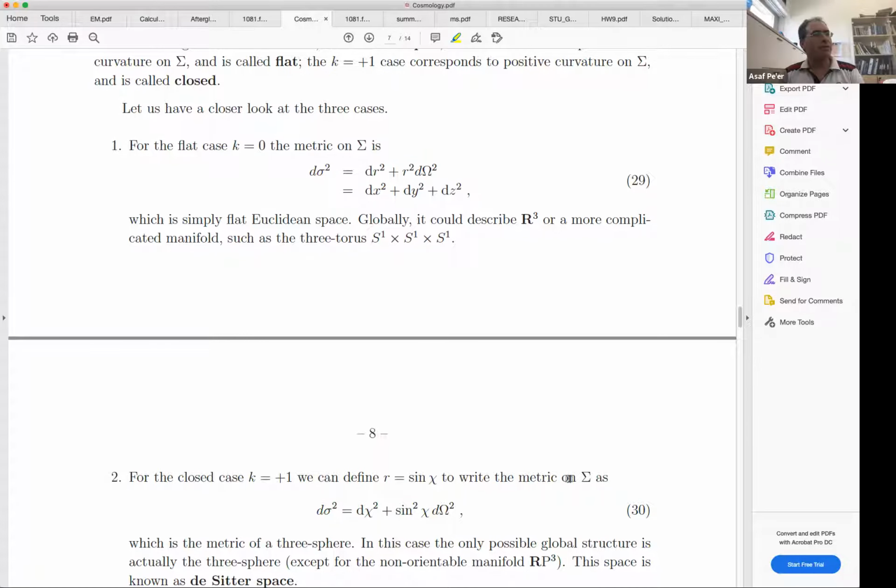And we could write down the metric, the spatial part of the metric, as d sigma squared is just d chi squared plus sine squared chi times d omega squared. Right? Now, what is this metric?